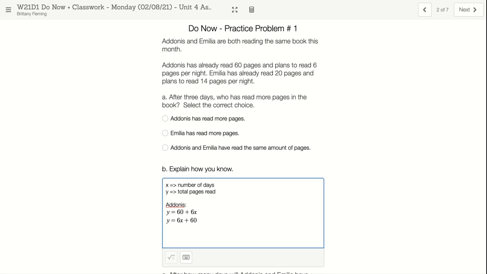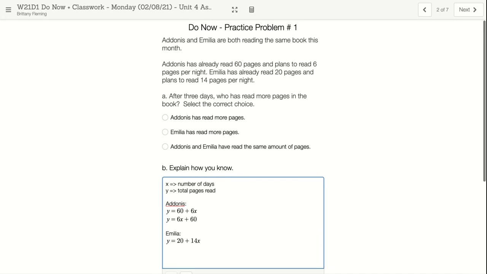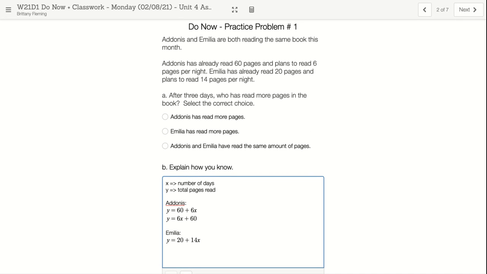I've converted the equation to slope-intercept form, y equals mx plus b, because that is the standard. That is the form that I want the equation in when I solve this problem. Also, I'll write the equation for Amelia. So we have a similar equation for Amelia, y equals 20 plus 14x. Amelia has already read 20 pages and she will read 14 pages per night.